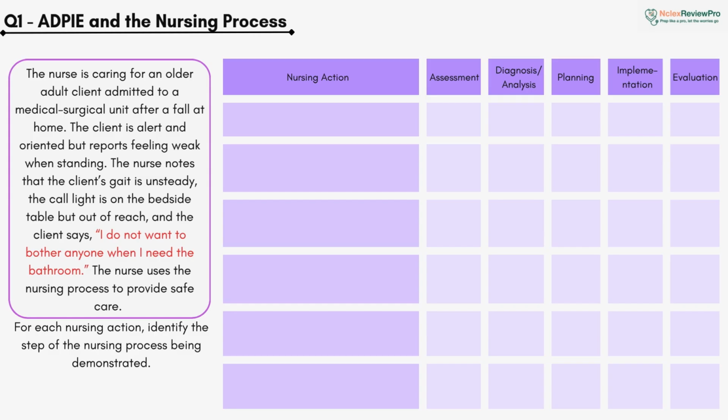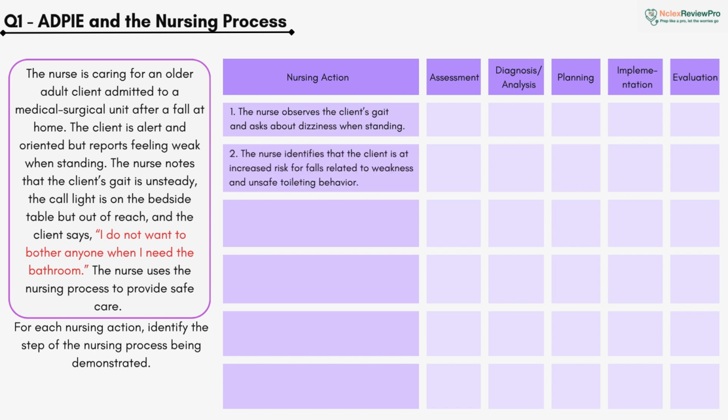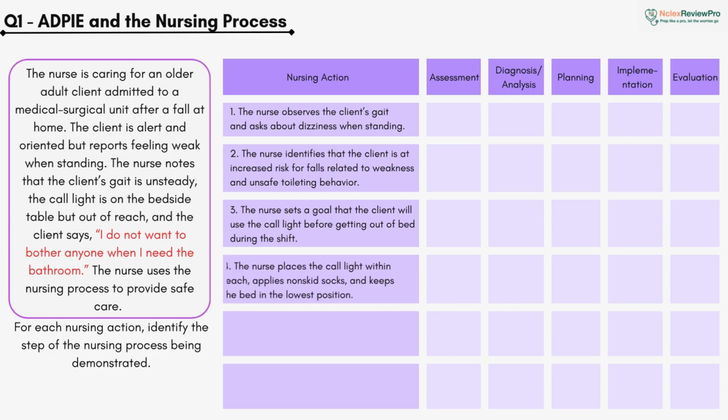Now let's look at the actions. Number 1. The nurse observes the client's gait and asks about dizziness when standing. Number 2. The nurse identifies that the client is at increased risk for falls related to weakness and unsafe toileting behavior. Number 3. The nurse sets a goal that the client will use the call light before getting out of bed during the shift. Number 4.